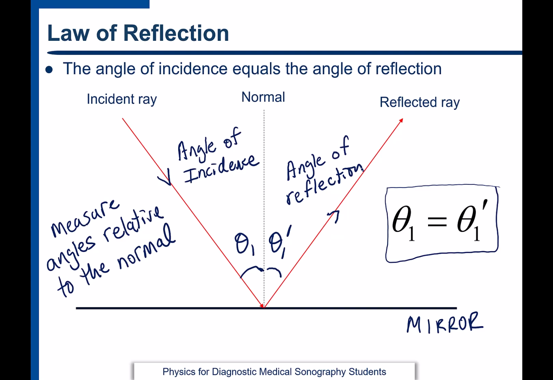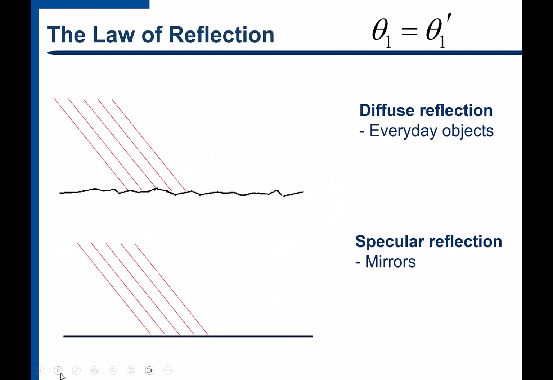Okay, so reflection is pretty straightforward. Whatever angle the light comes in with relative to the normal is the angle that it goes out with. There's a little bit more to reflection, though. And what we want to talk about now is the difference between diffuse reflection, which is what everyday objects do, and specular reflection, which is what mirrors do.